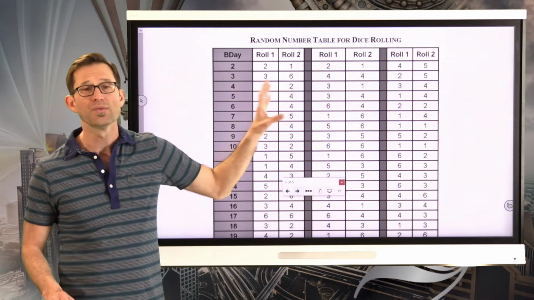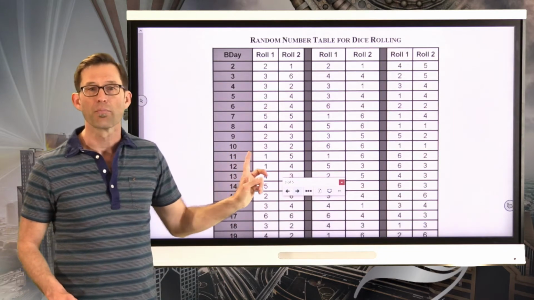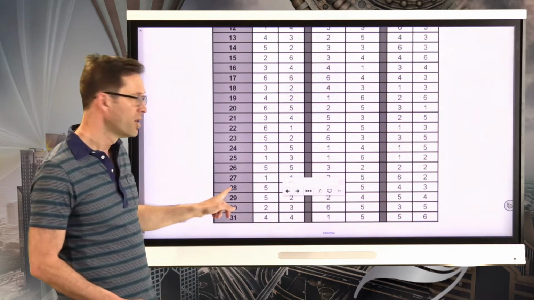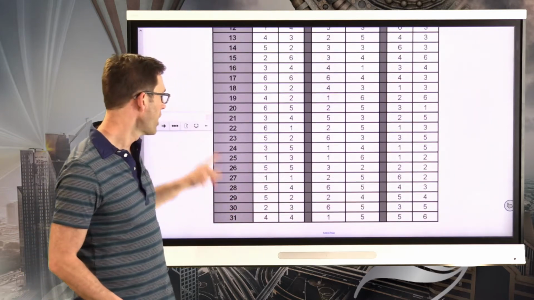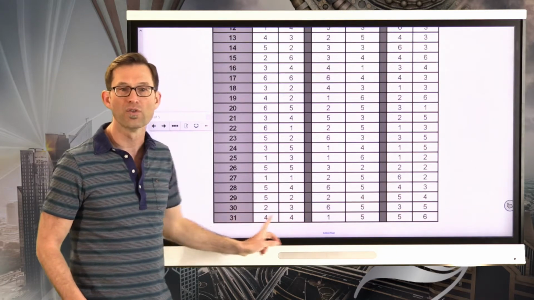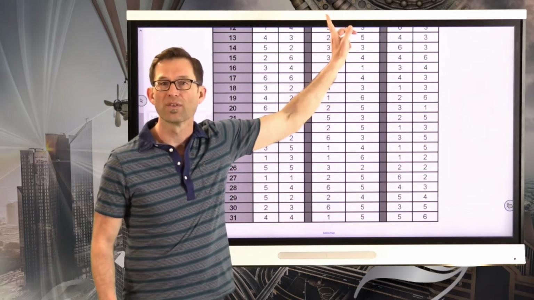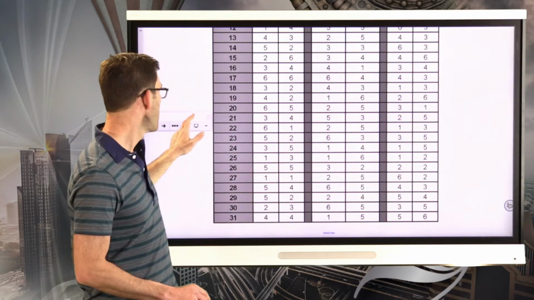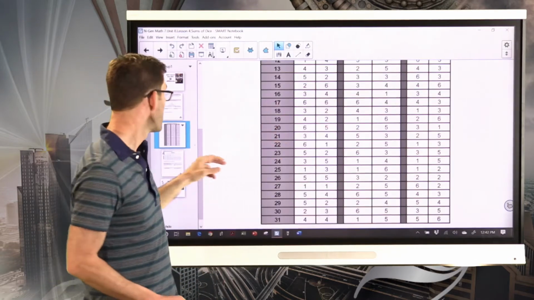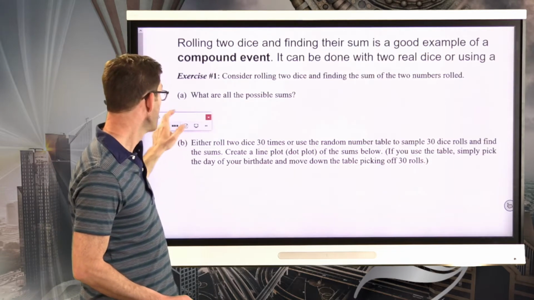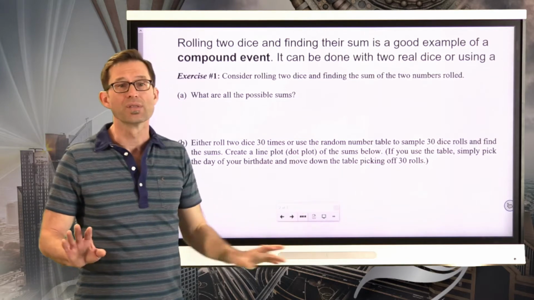You can use this table by coming up with your birthday. My birthday is the 28th, so I might start on the 28th and say, okay, I rolled a 5 and a 4, a 5 and a 2, a 2 and a 3, a 4 and a 4, then I'd go up to the next column, however many rolls I needed. This was a randomly generated table. So anyway, you can definitely use those if you need to.